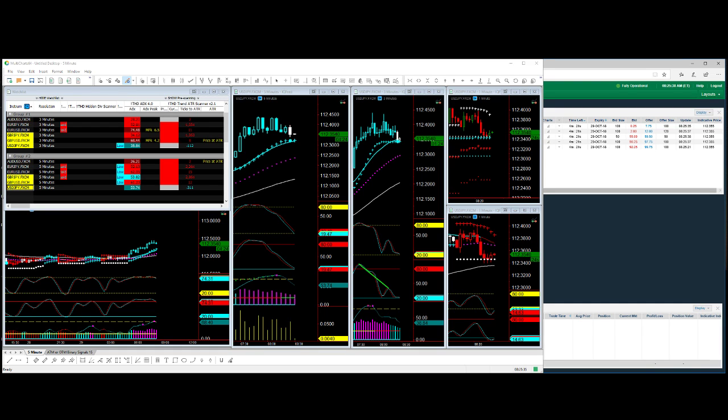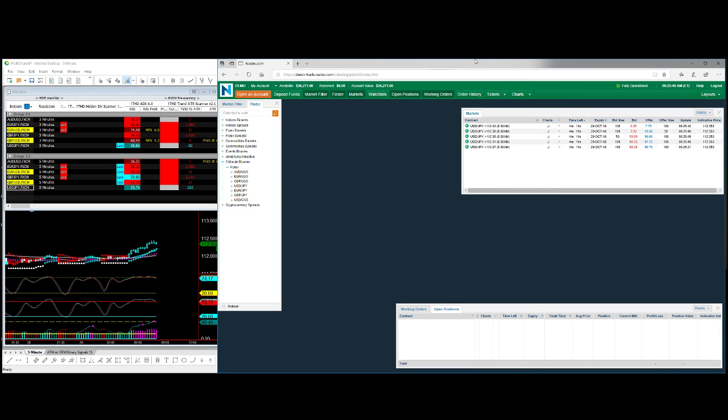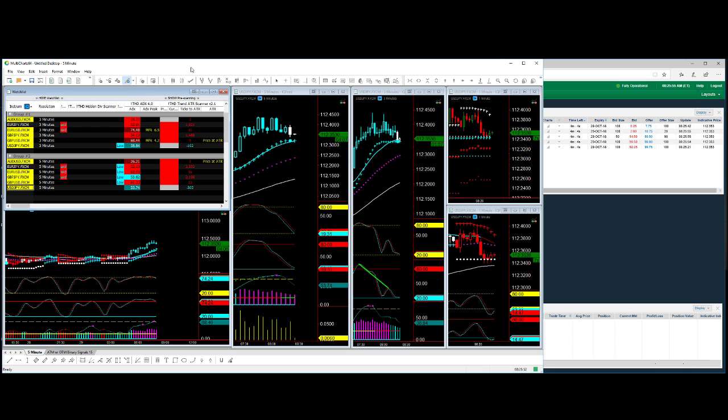The one thing that I'm watching this morning, over on the left side of my screen, you can see my charts. Over on the right side of the screen, you can actually see Nadex. Now, you can also see that this is a demo. This is for educational purposes only. It is not meant to be trading advice.